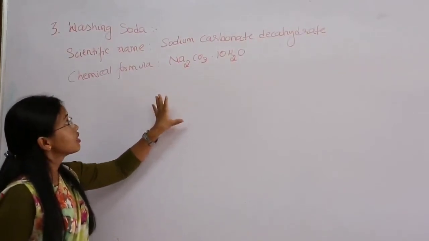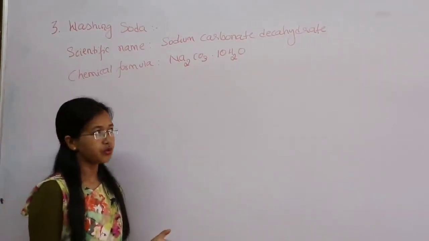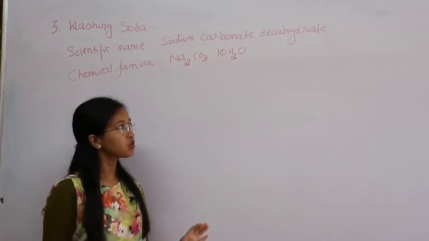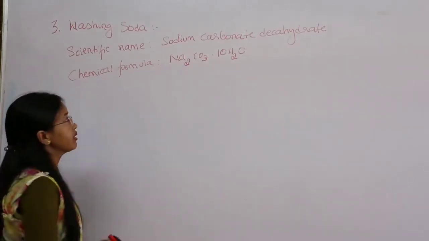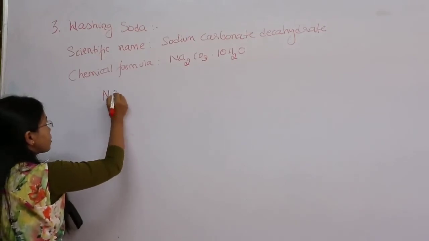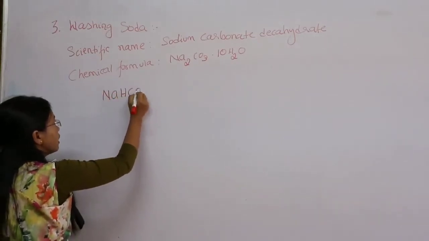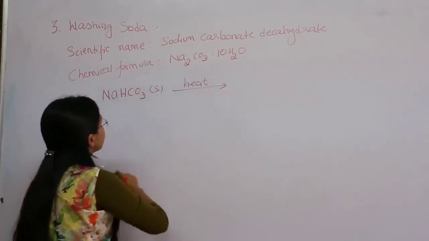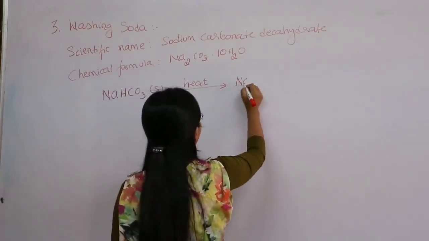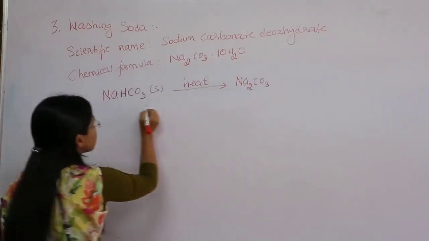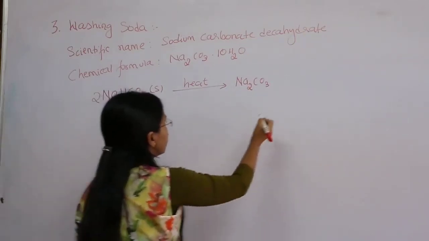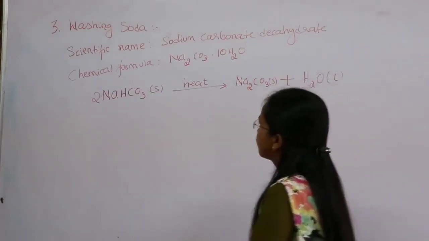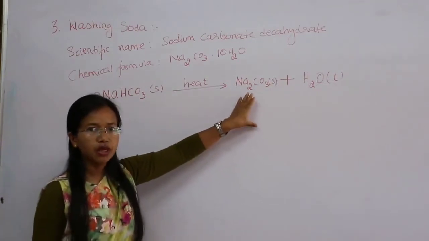So how is this washing soda produced? First, we need the baking soda. On heating baking soda, we will get sodium carbonate. We know baking soda is sodium hydrogen carbonate, in solid form. So when we heat this, you will get sodium carbonate Na2CO3, and we need to balance it, multiply by 2, plus water and carbon dioxide. So you will get sodium carbonate.